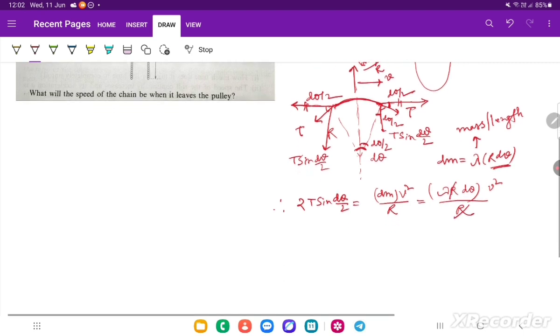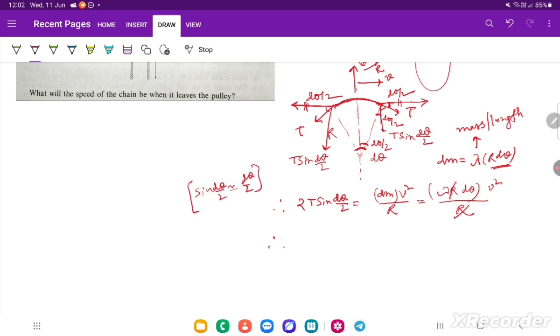R gets cancelled. And now as dθ is a very small angle, you can write sin(dθ/2) as dθ/2. That's our approximation for small angles. So you can write 2T × dθ/2 = λ v² dθ. dθ gets cancelled, 2 gets cancelled, and T comes out as λ v². And interestingly, it is independent of the radius of curvature.